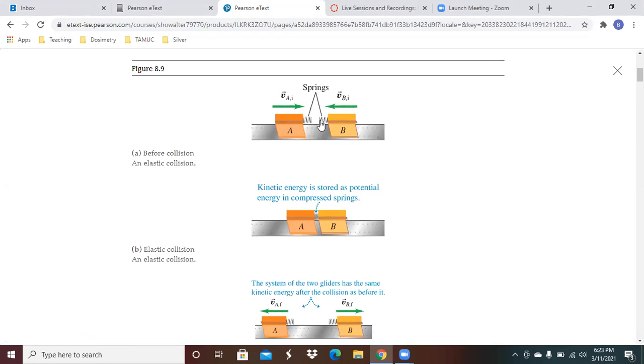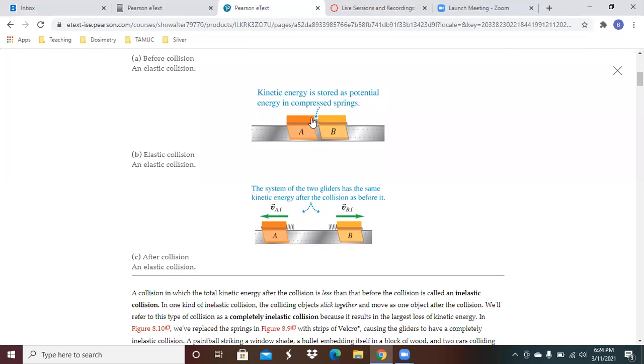Okay. I don't know if you've ever worked with these little air rails where you have compressed air coming out and pushing these little gliders along. But if you have, then you've seen these things, and you can also put springs on the ends of the gliders, such that you can have an elastic collision. They come together, they're not going to stick together, but that spring is going to be compressed, and then it's going to release and push these objects off.